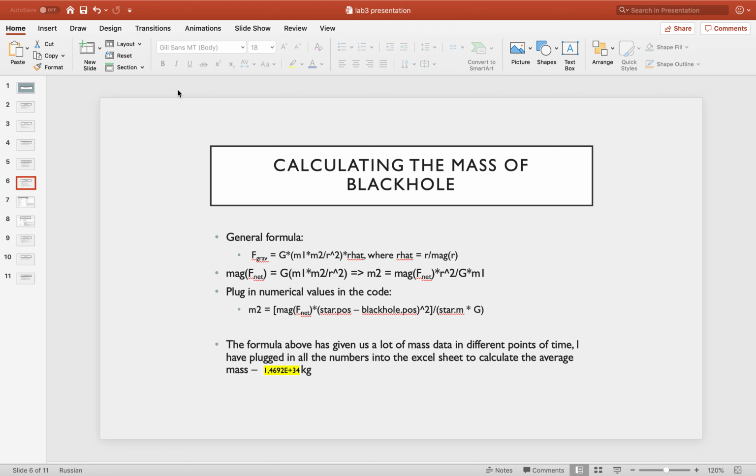And finally, we calculate the mass of the black hole itself. The general formula that I used is the one for the magnitude of the gravitational force. And from this formula, we obtain the expression for the mass of the black hole. Now in the code, we plug in the corresponding numerical values and obtain the final expression. MBH equals magnitude of force times start position minus black hole position squared, divided by the mass of the star times the gravitational constant. Then the code uses this expression to generate different mass values. So I have copy-pasted them all to the Excel worksheet to obtain the average mass of 1.4692 times 10 to the power of 34 kilograms.